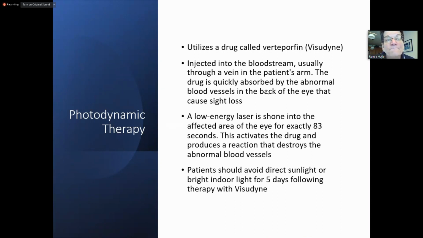the very bright light in the clinic. You have them wear sunglasses and hats and long sleeves for 5 days following therapy if they have to go outside. So it's better if they stay indoors, but you don't want them to expose their skin because this Visudyne will cause that reaction in the presence of that bright light.